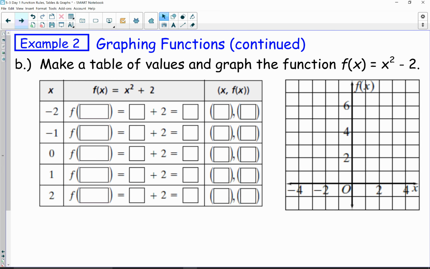Our next example, we have the function actually written in function notation. So f of x equals x squared minus 2. Again, I've given you the domain values, -2 all the way through +2. These are the 5 values that you're going to use whenever you're not given any values to start with. Those are the automatic ones that you need to use. So again, we're just going to have to complete our table and graph our points.